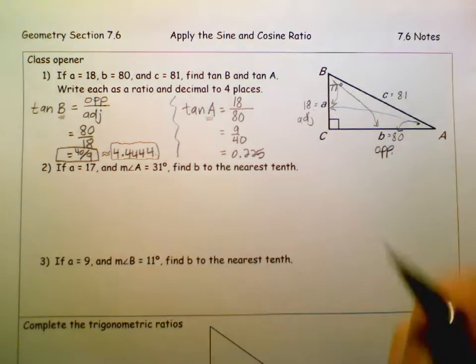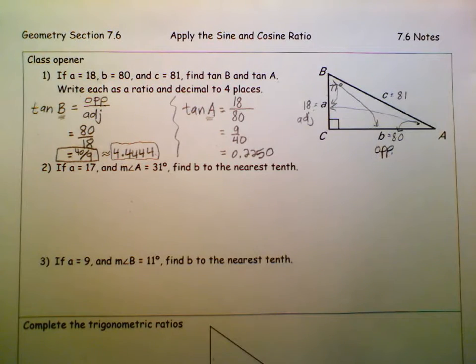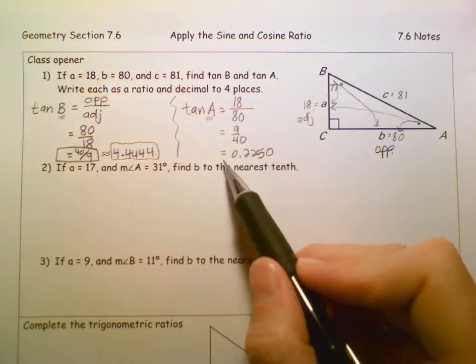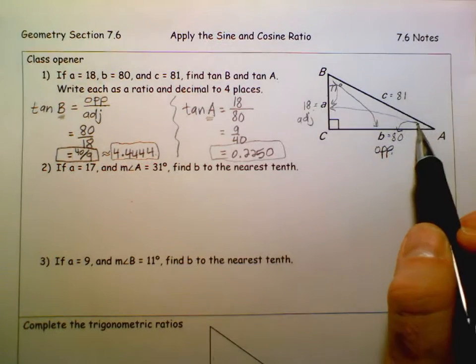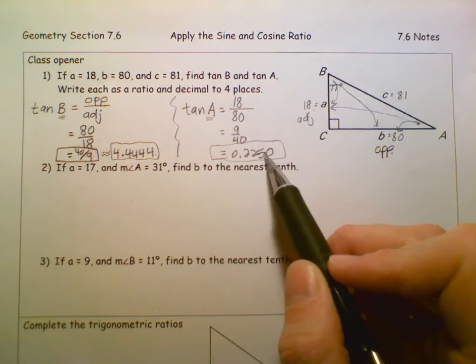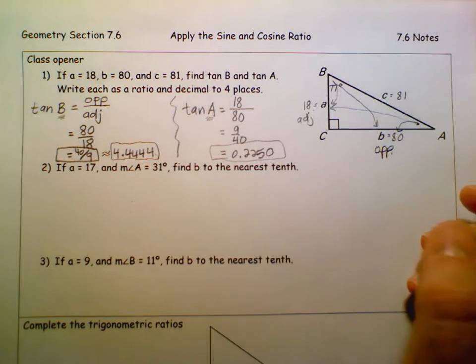0.225 and then nothing else. If you wanted to take it to that last decimal place, you would add a 0 on there. And then we would look this side ratio up to figure out how big that angle is.